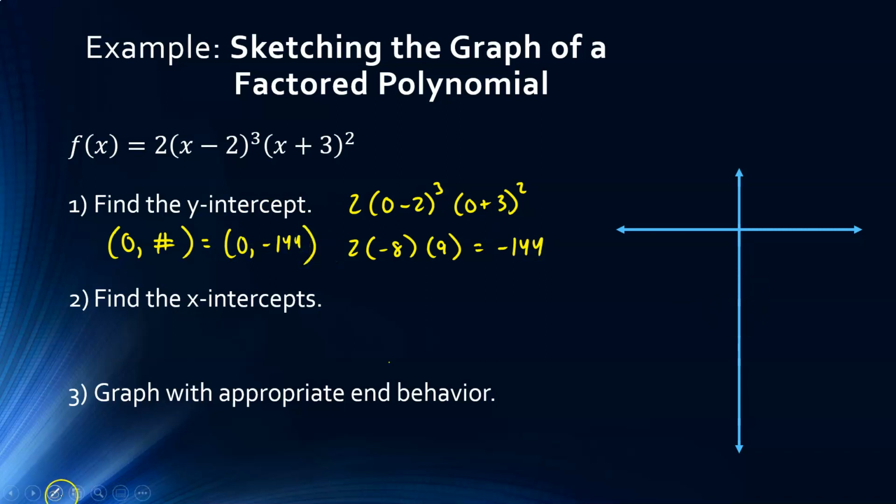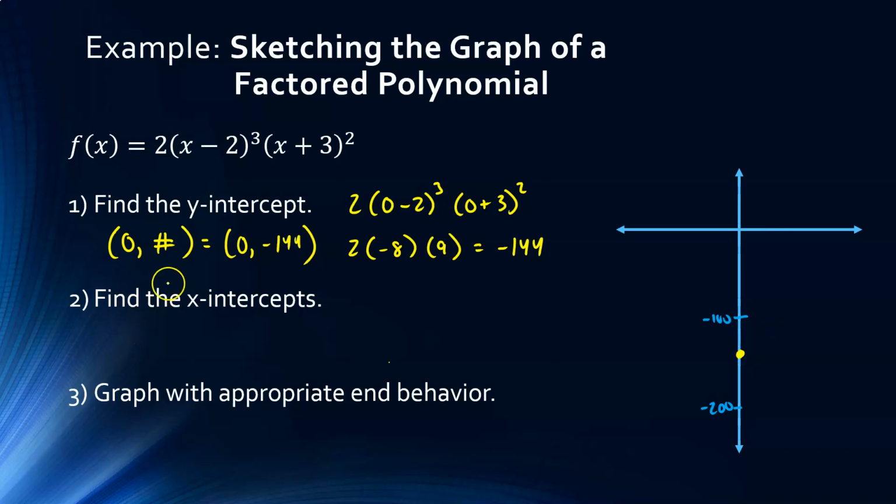When we're doing this on our graph, let's count by 100s. So this would be negative 100, and this would be negative 200. We'll just estimate negative 144. If this is 150, 144 would be right about there. So there's our y-intercept. Now we're going to find the x-intercepts.